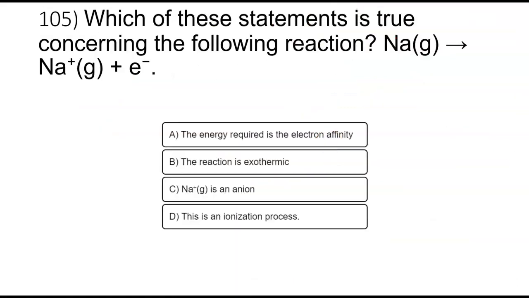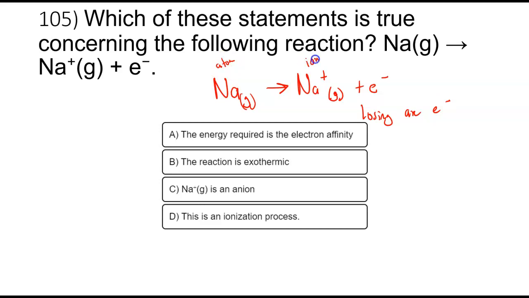Okay. Last one I got. Which one of these statements is true? That's not written very well, is it? So I'm just going to do Na, just make it so it's all one line. Na plus gas plus e minus. Sorry, I always circle my electrons like that. What's happening is we're losing an electron, and we're going from an atom to an ion.